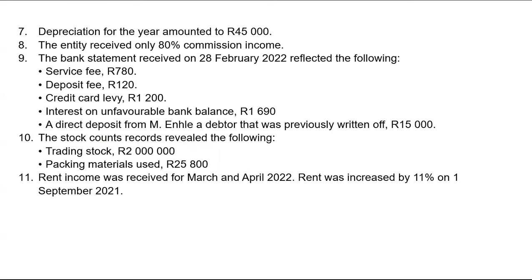The stock count records revealed the following. Trading stock is 2 million and raw materials used is 25,800. I need to do a comparison here between what I have in my books and what I have in the warehouse.